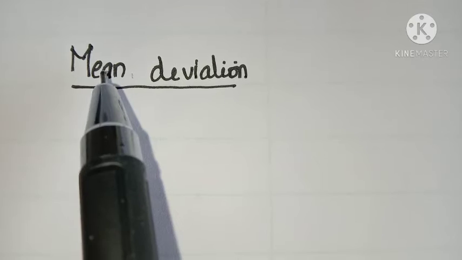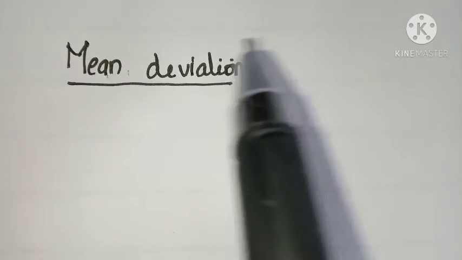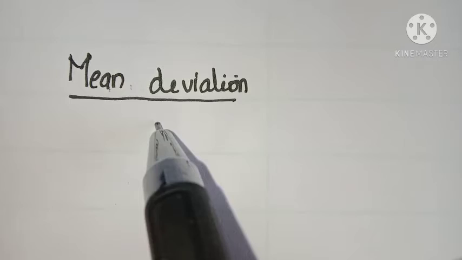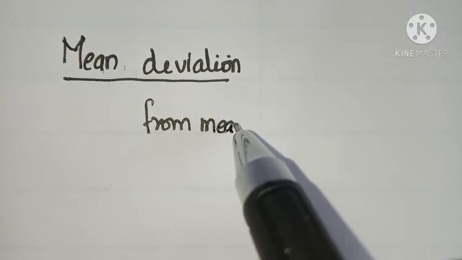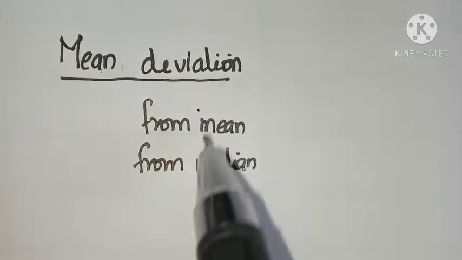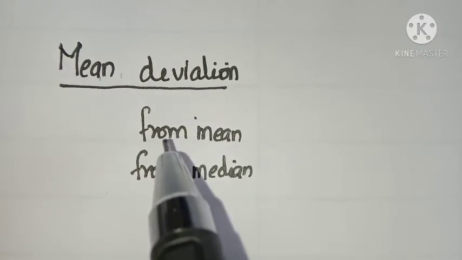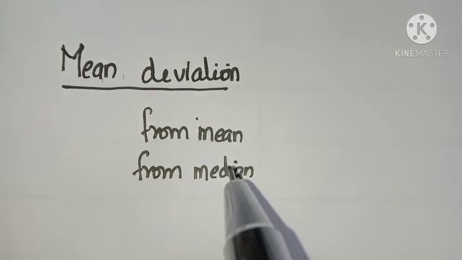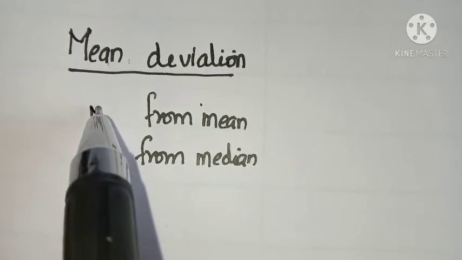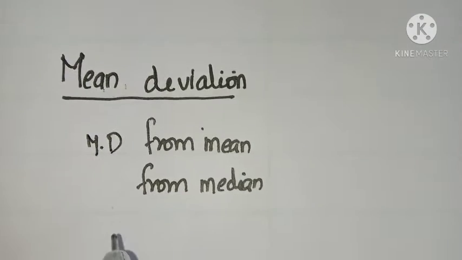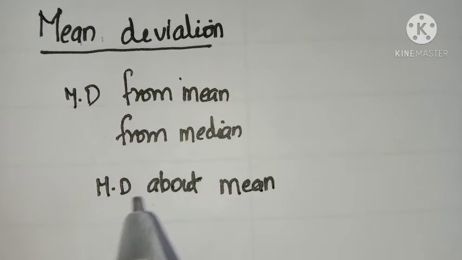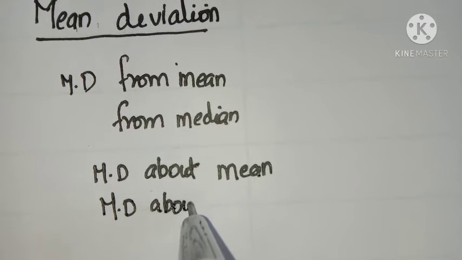Next measure of dispersion is mean deviation. This mean deviation may be obtained from any measure of central tendency, that is mean deviation from mean or mean deviation from median. However, mean deviation from mean and median are commonly used in statistical studies. Let's now learn how to calculate mean deviation about median and mean deviation about mean.